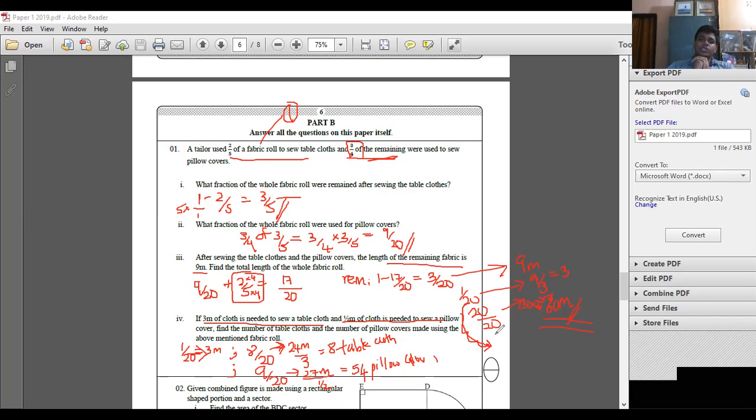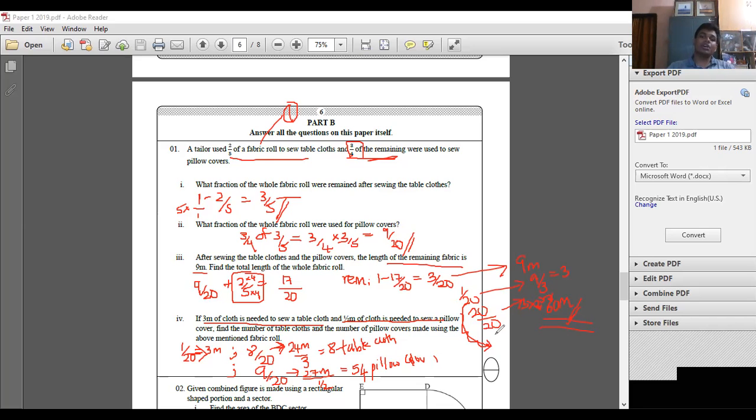So what we did was we took the direct proportion method and found the total length needed to make tablecloths. That was 24 meters. So out of 24 meters, if one tablecloth takes 3 meters, the number of tablecloths will be 8 because 24 divided by 3 will give you 8.